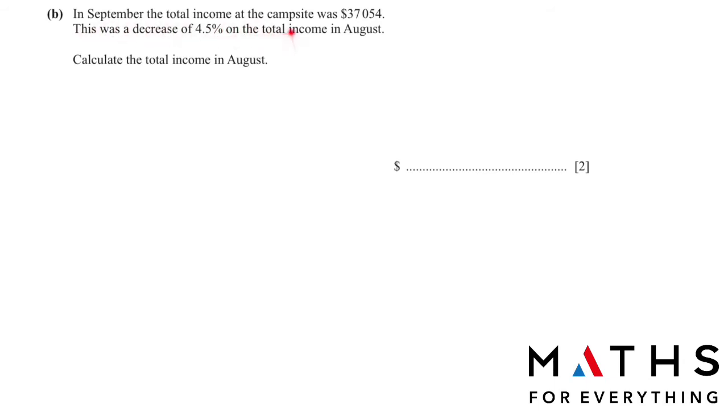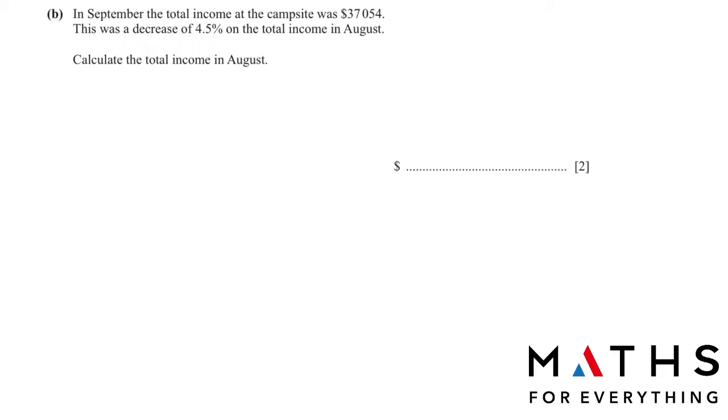In September, the total income at the campsite was $37,054. This was a decrease of 4.5% on the total income in August. Calculate the total income in August. So we do not have the starting income in August, but we have the income in September, which we got after a reduction of 4.5%.